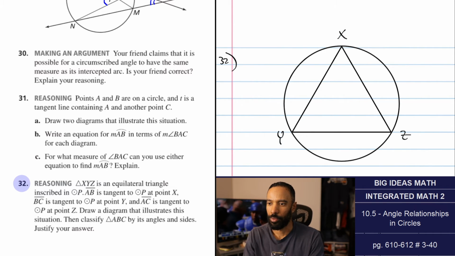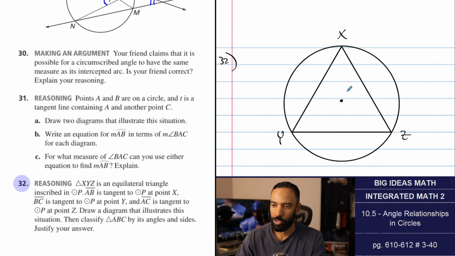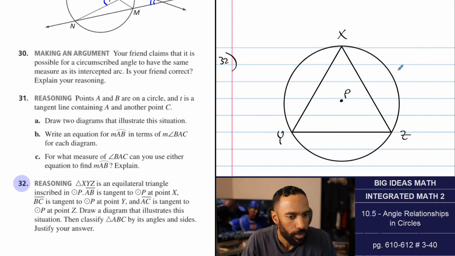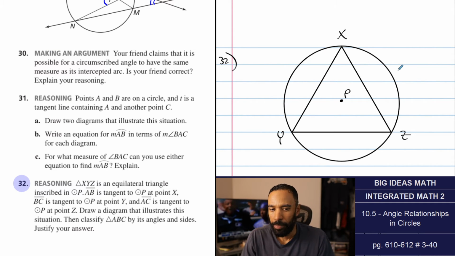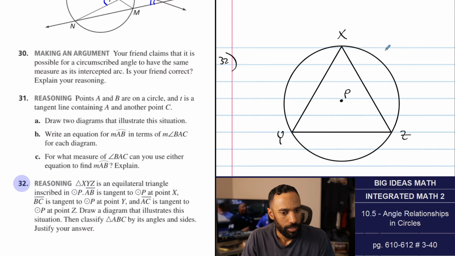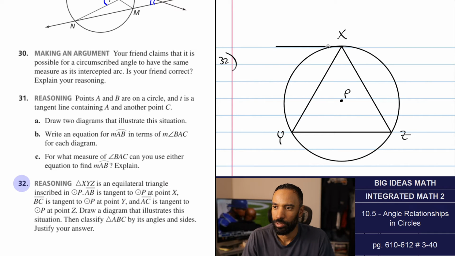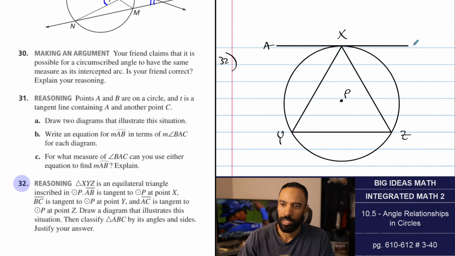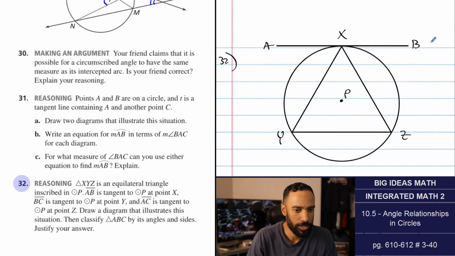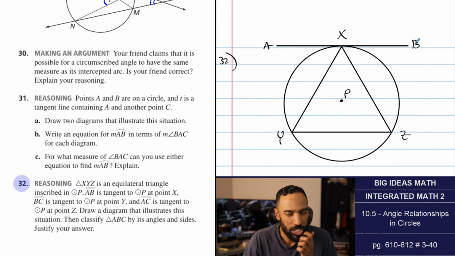All right. I don't know where the center is anymore, though. It's probably closer to here. So circle P. AB is tangent to circle P at point X. I don't know which one's the B, though. Let's call this, they said segment AB, so it has endpoints. So AB is tangent at point X. BC is tangent at point Y.